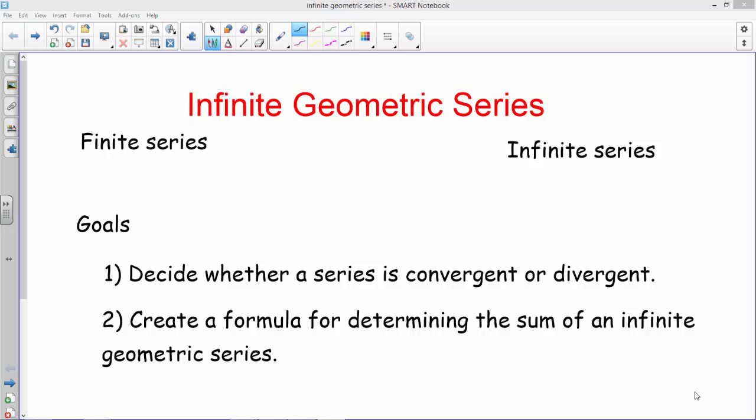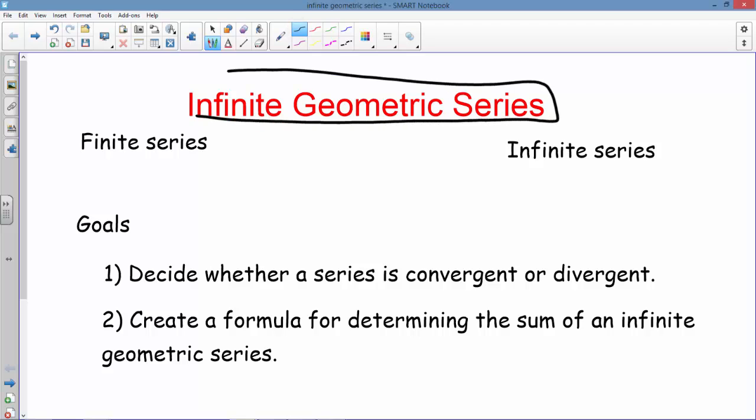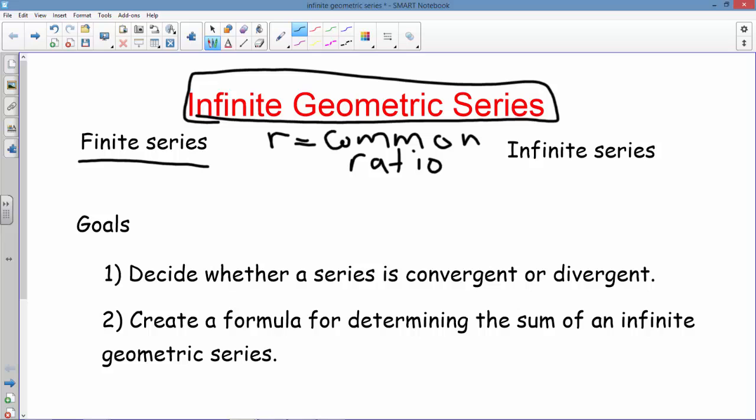Okay, today we're going to talk about infinite geometric series. Remembering that a geometric series has an r value, which is a common ratio. And we're going to talk a little bit about finite and infinite. So a finite series is one that ends. So for example, 1 plus 2 plus 4 plus 8. That would be a finite geometric series.